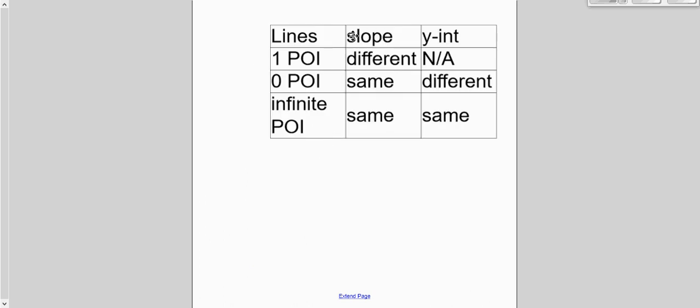Okay, so just a little chart here to help you keep it all organized. One point of intersection will happen if your slopes are different. It does not even matter about your y-intercept. If you have slopes that are different, then you're going to end up with 1 point of intersection. You'll have 0 points of intersection, which is parallel lines, if your slopes are the same but your y-intercepts are different. And then these are the same lines. If you notice, your slopes are the same and your y-intercepts are the same, the exact same line. There's an infinite number of points of intersection. So just a little chart to keep it all organized in your brain for you.